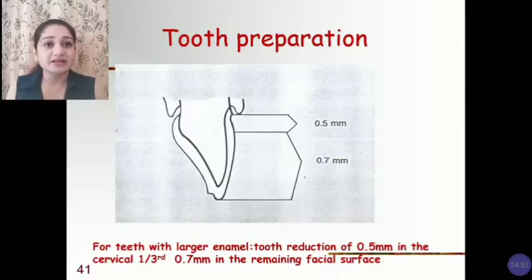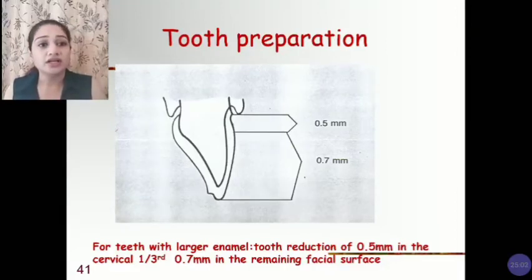Here, this is a typical preparation reduction shown in this photo. For teeth with larger enamel, we consider this an ideal case. The tooth reduction of 0.5 mm in the cervical 1/3 and 0.7 mm in the remaining facial surface is done.